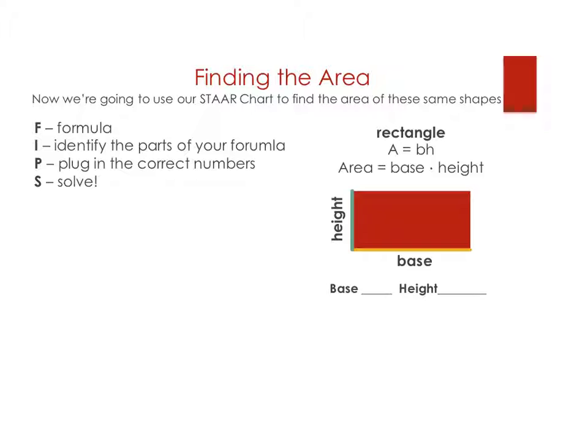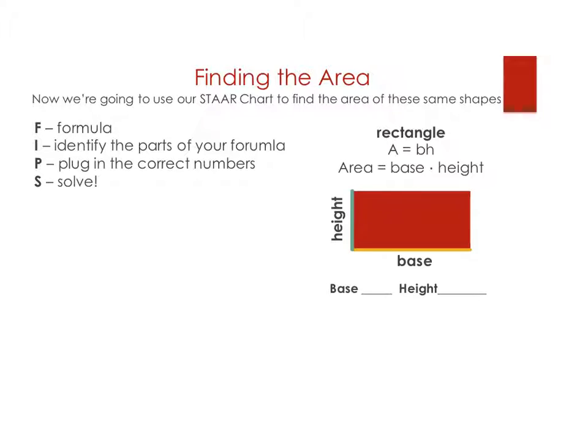Okay, now that we've made the same rectangle, we're going to look at our star chart where it says the formula for the area of a rectangle. It should look like this. It should say area equals, or A equals BH. Okay? I want you to go ahead and write that down on your sheet of paper.